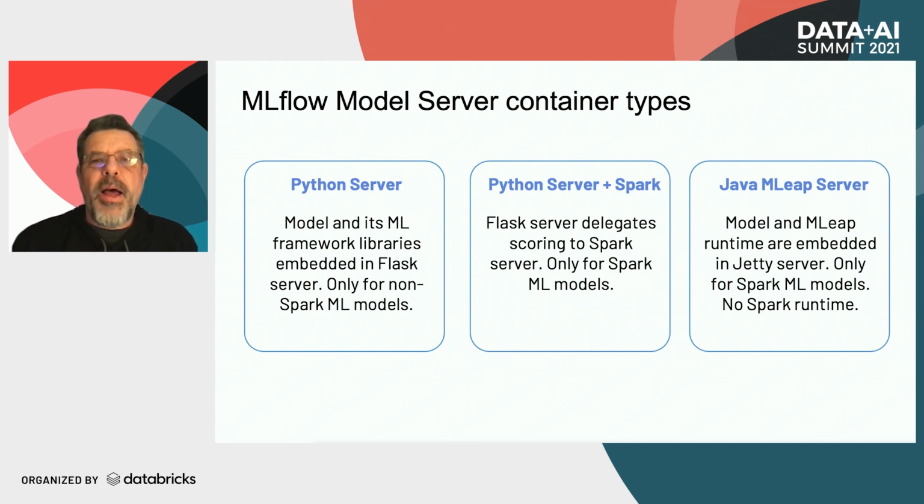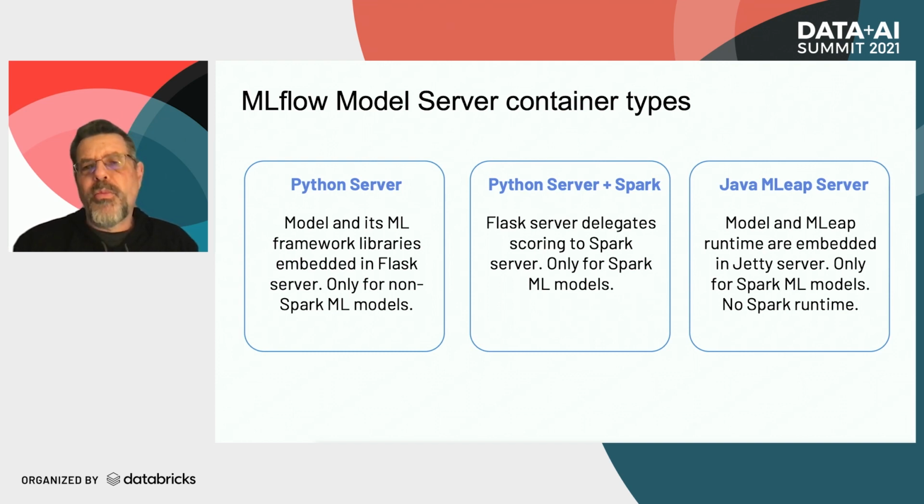So in the middle box here, if you want to deploy a Spark ML model for real-time scoring, things get a little bit more complicated because now we need to have two processes. One is the Flask web server, and then we need a Spark runtime. So you will submit a request to the Python web server, and it'll simply delegate that to the Spark server. This is obviously only for Spark ML models. And as you can imagine, it's not as performant because Spark is essentially not made for real-time scoring. It's essentially more geared toward ETL batch mode.